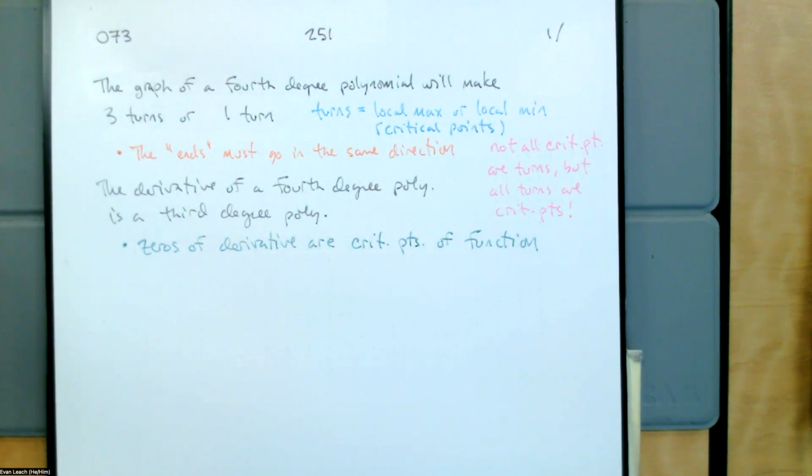So now we have traded our problem in for turns in the graph of a fourth degree polynomial for the zeros in a third degree polynomial. Here's what we know. We know that a third degree polynomial has 3 complex zeros counting multiplicities.